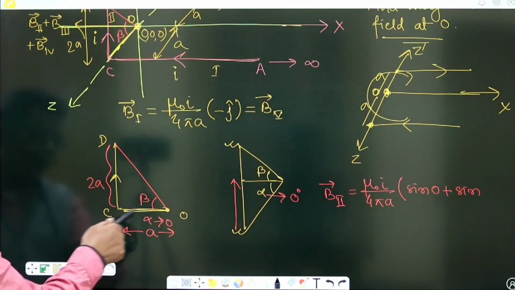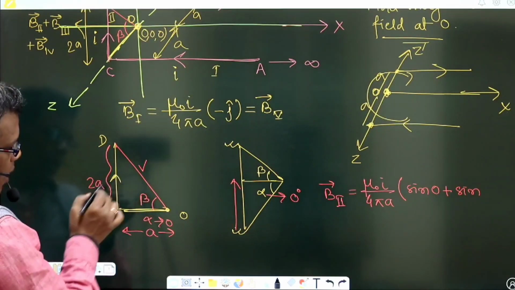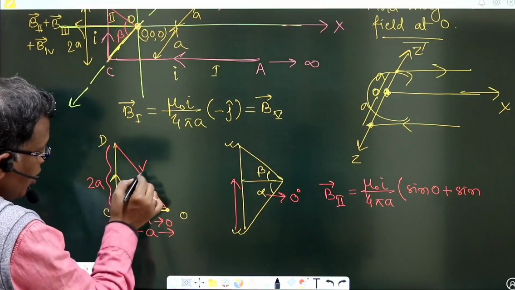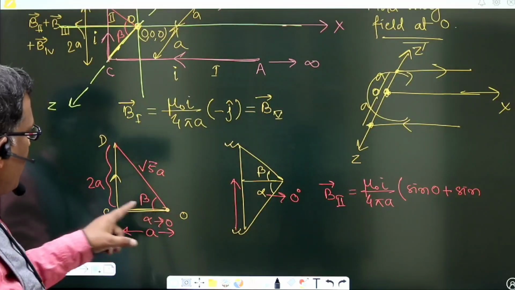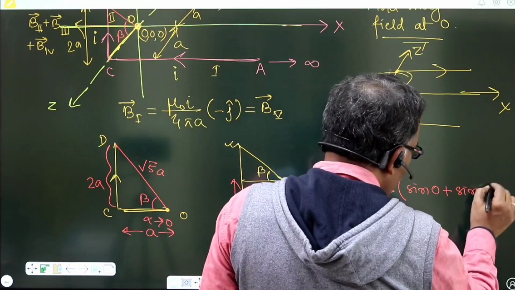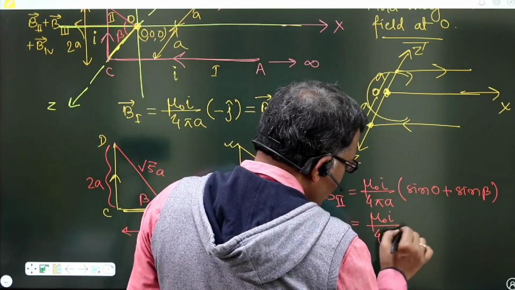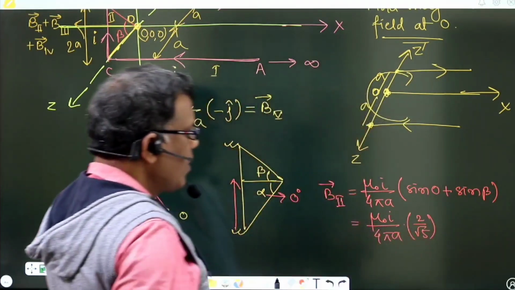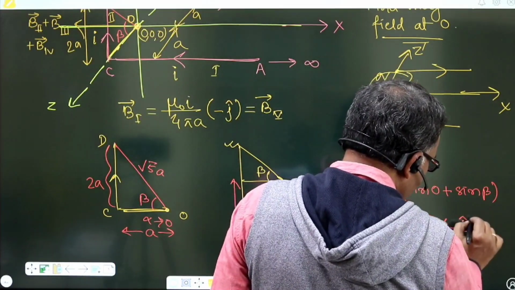For beta, I know the base is not known, the perpendicular is known. So what will be the hypotenuse length? Under root of the square of this plus the square of this, so root 5 A. So sine beta will be 2A by root 5 A. The numerical value of sine beta should be 2 by root 5. So this is the magnetic field due to section 2, and direction wise it is minus i cap.